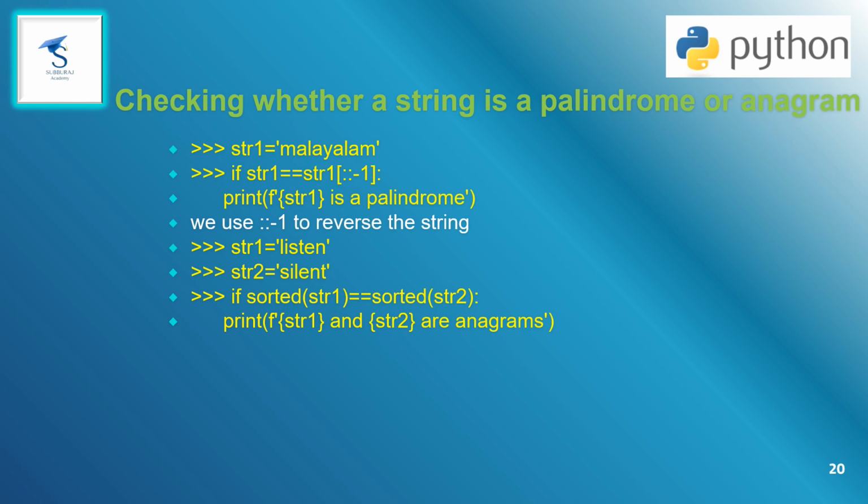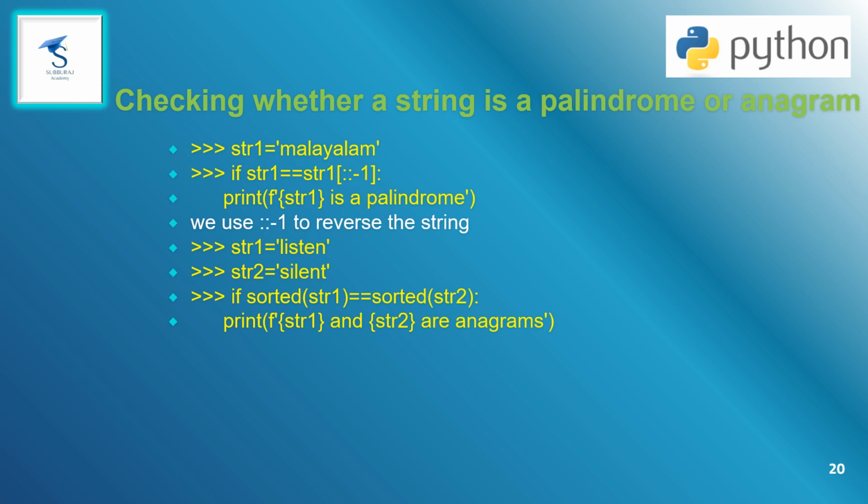What is an anagram? Anagram means it's not the same word when you read from left to right or right to left, but it contains the same characters. How do you find out whether two strings have the same characters? We can sort them. So that is the second part of it. We are checking whether a given string, listen, is an anagram or not. Listen and silent are anagrams.